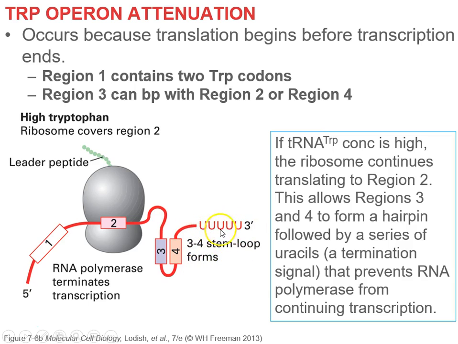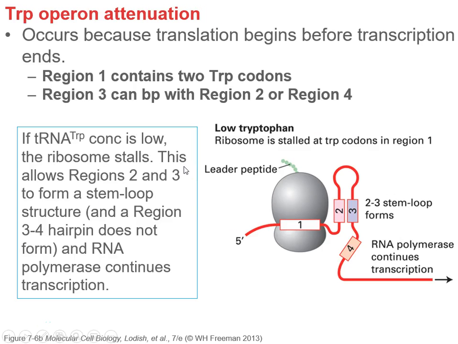And remember, we had those long string of U's right here. So this is a termination signal right here. If you go past 1 and now you're in part 2, and then 3 and 4 have the opportunity to form this termination signal, then transcription will terminate and translation will terminate too. So you'll stop transcription and you'll just degrade this little bit of the leader peptide.